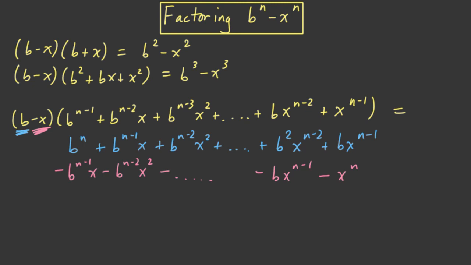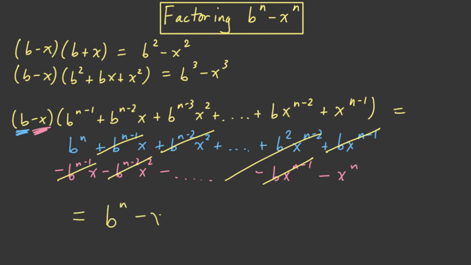All of this stuff cancels. So this cancels this, this cancels this, these cancel over here. The only things that don't cancel are this b to the n and this minus x to the n. So this whole thing just equals b to the n minus x to the n, as I promised.